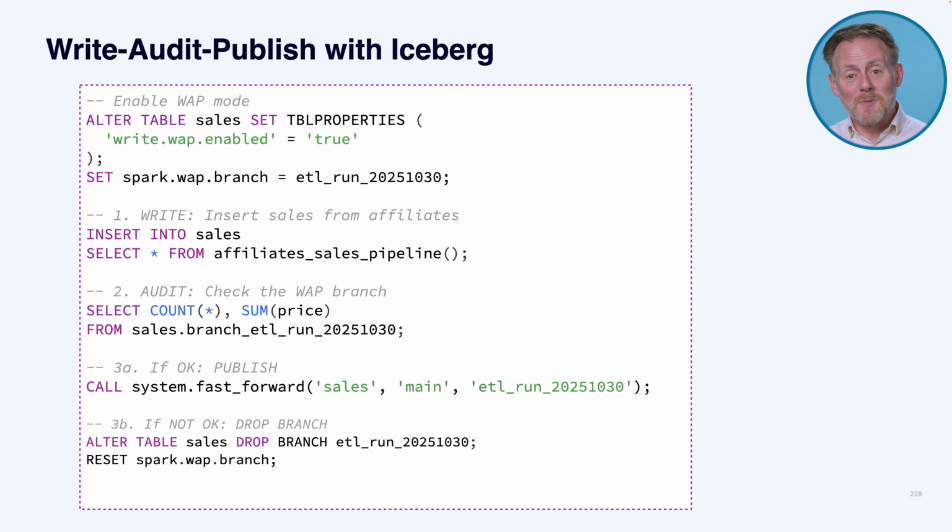Iceberg has this mode built in, which makes this pattern easy. First, enable it and give your session a branch name. Any identifier works. Here we have ETL run 2025-10-30. You see that there on the 4th line. From now on, every write, that's insert, update, delete, skips main entirely, goes to the WAP branch that Iceberg creates automatically. Last step, if everything checks out, publish into main using fast forward. If not, drop the branch.